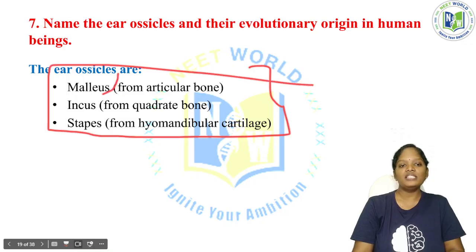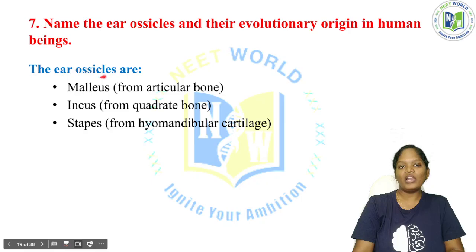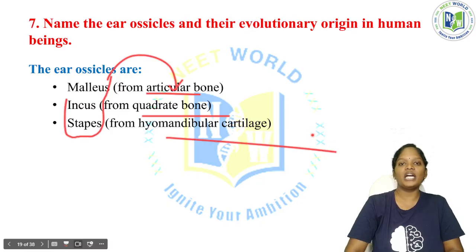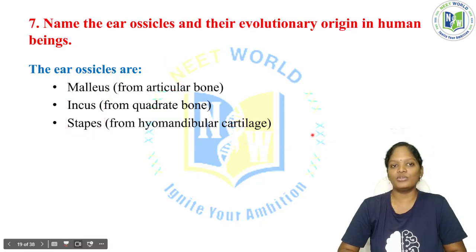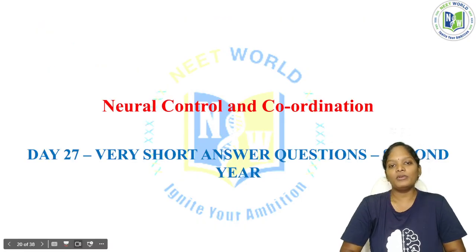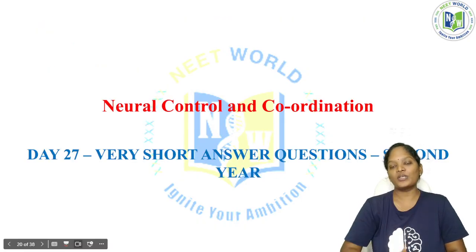See here, these are all the ear ossicles, and where they have evolved from will be the answer: from the articular bone, from the quadrate bone, and from the hyomandibular cartilage. So this will be the proper answer for this question. Now, that's all about the very short questions in the musculoskeletal system.